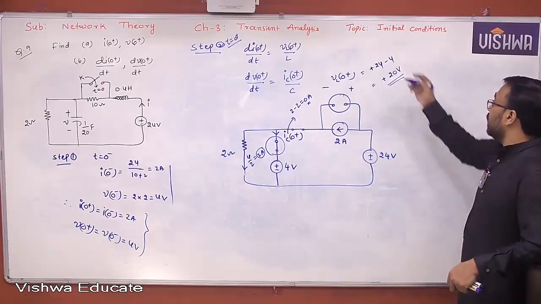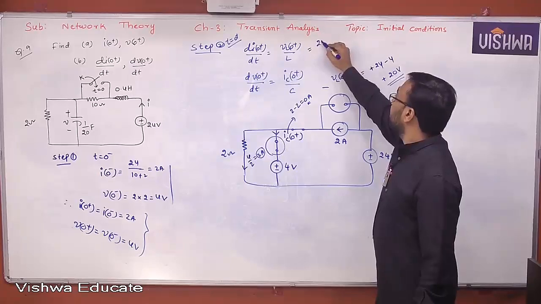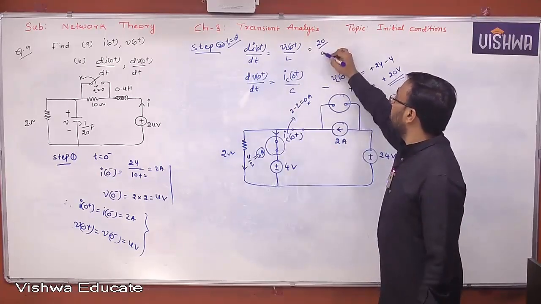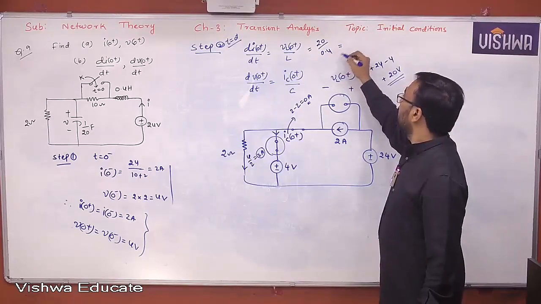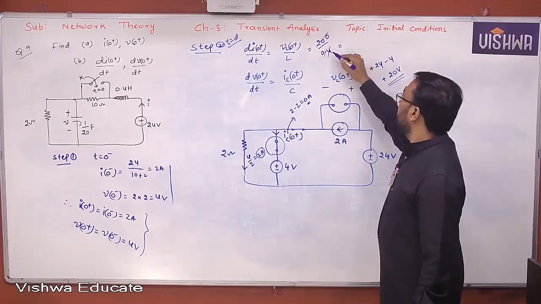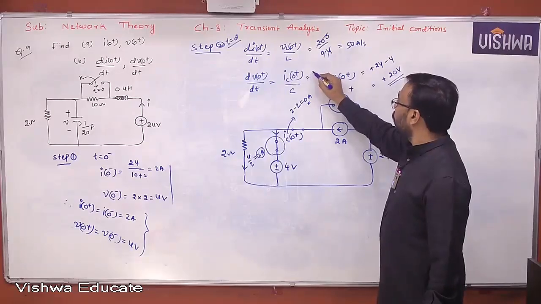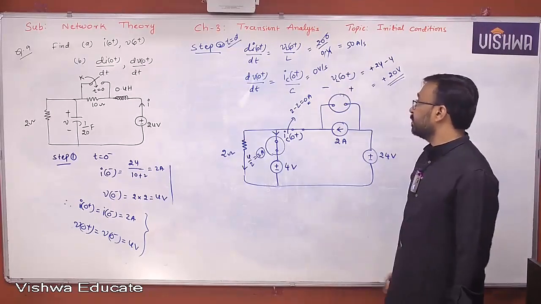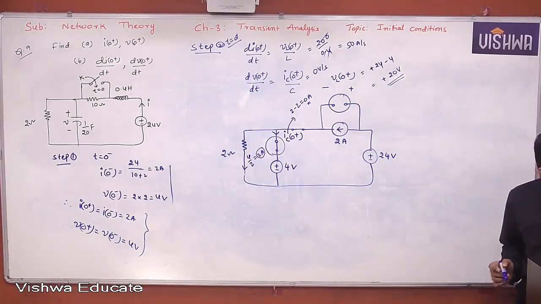So once you get this value, substitute there, what will you get? Tell me. This is 20 divided by L value, how much? 0.4. L value is 0.4. So you get 200 by 4, which is 50 amperes per second. And this is 0 volts per second. That's it. So please note down. It's a very, very important problem. 50 amperes per second.